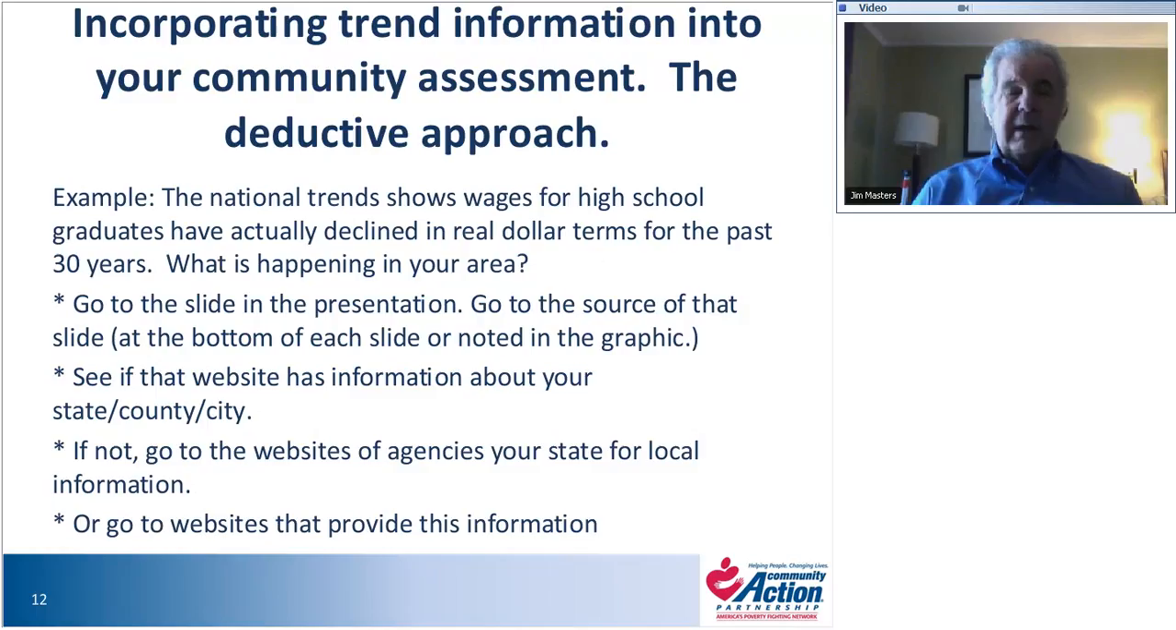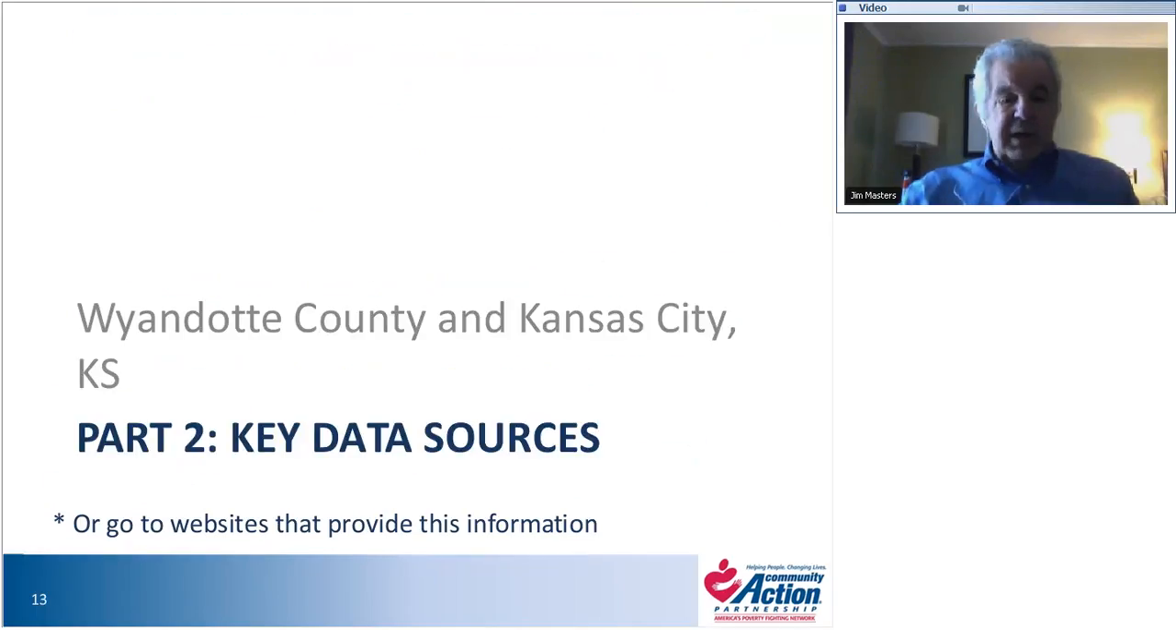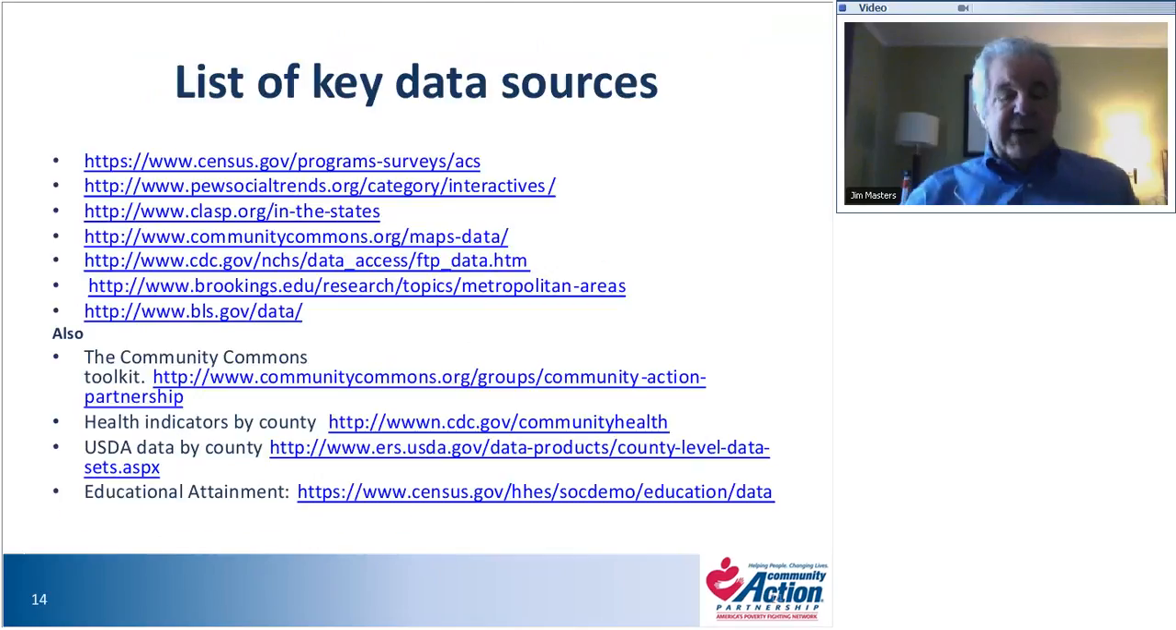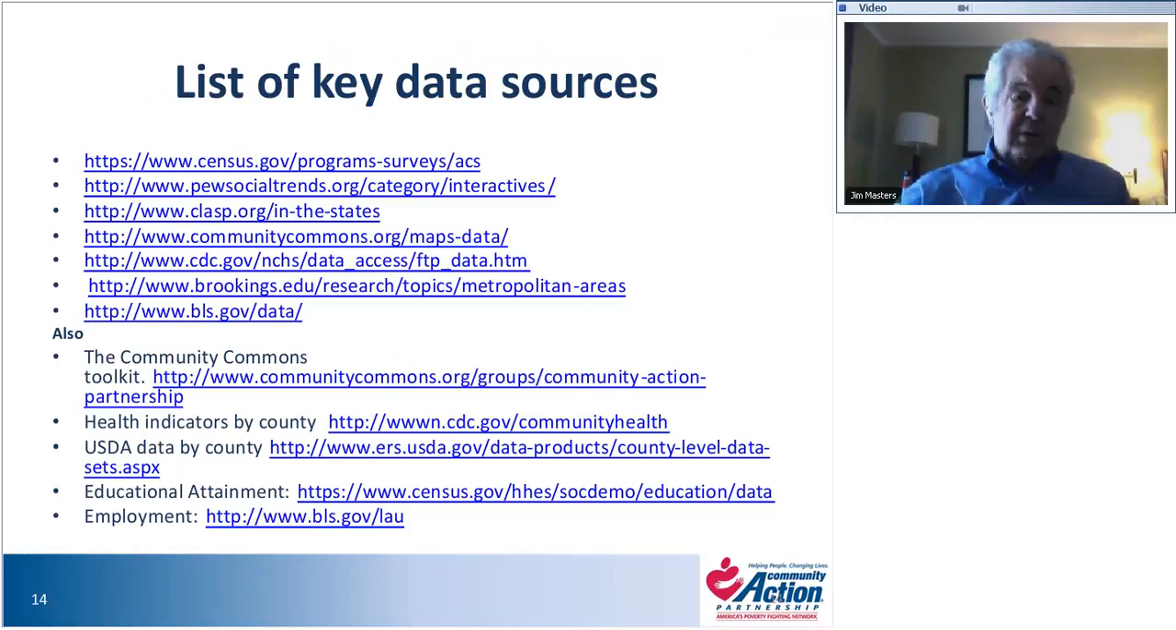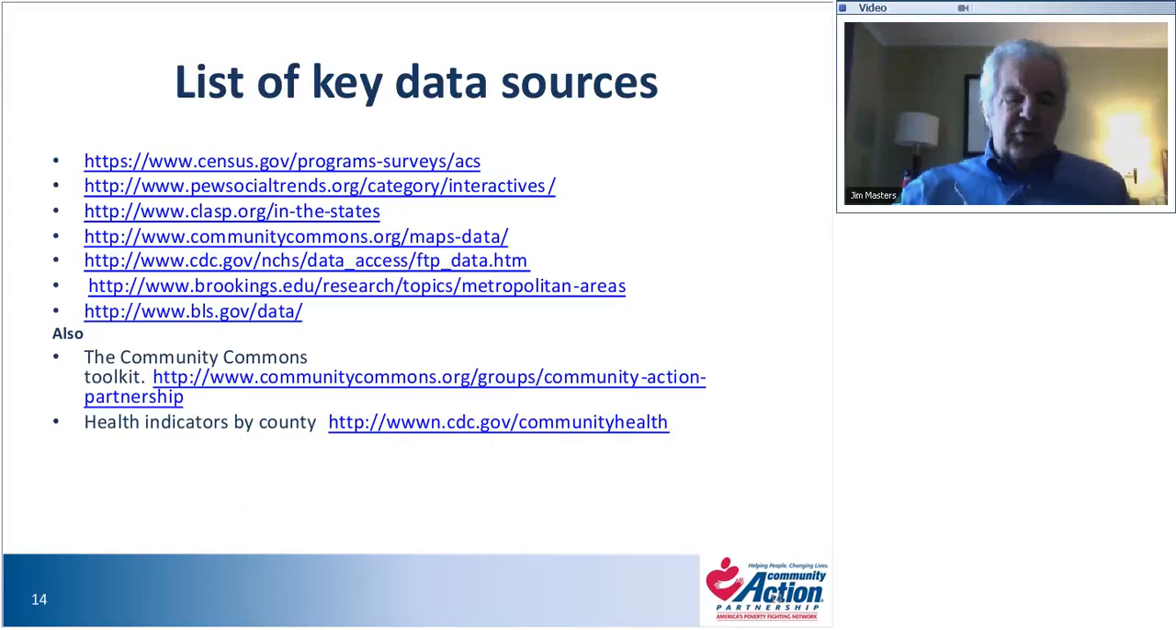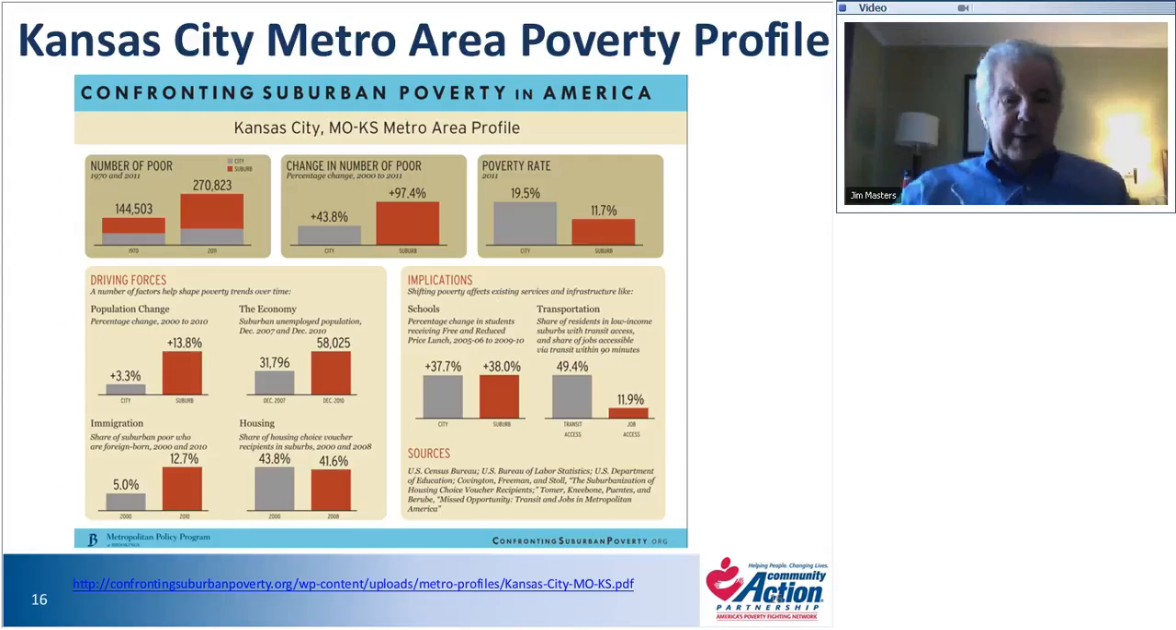The challenge then is, how do you pull down into a local area the information that reflects that trend in your area, or disproves it? So we have some of the key data sources, and when you download this PowerPoint, you can use these hot links, or the hot links at the bottom of the slides we're going to show you, to pull down information about national trends into your local area.